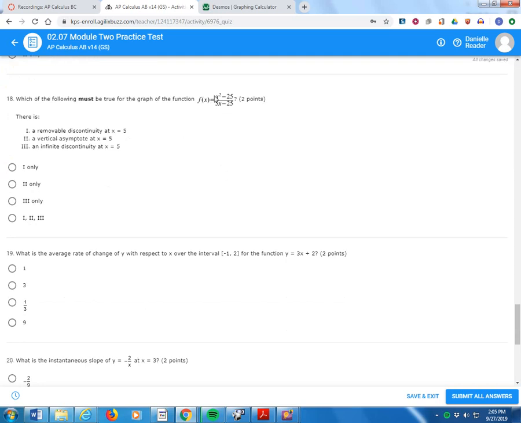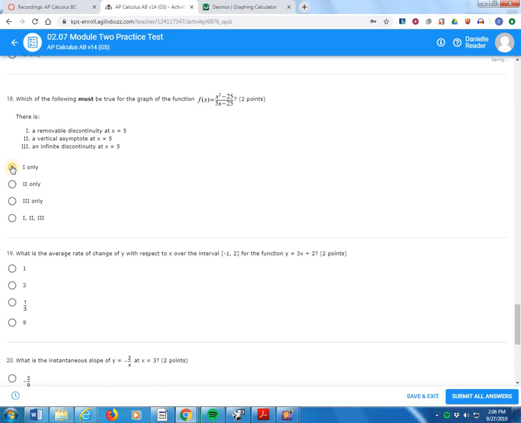So we have x minus 5, x plus 5, and 5 times x minus 5. So at 5, there's a removable discontinuity, so that's true. And at negative 5, there's a vertical asymptote. There's not a vertical asymptote at x equals 5. So A is true, and I think it's just one only.